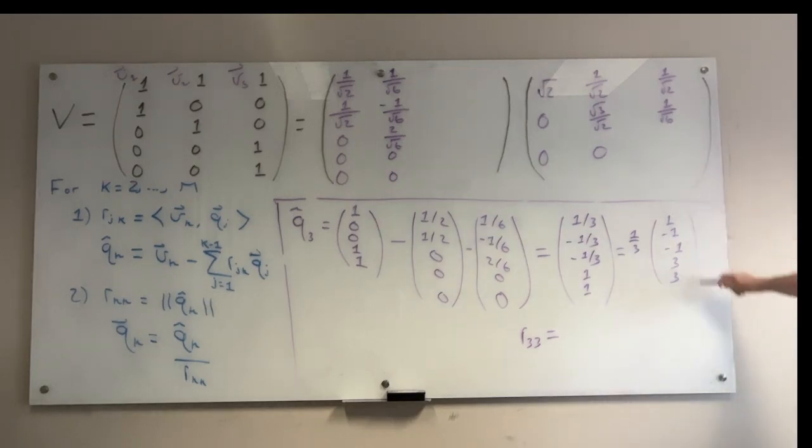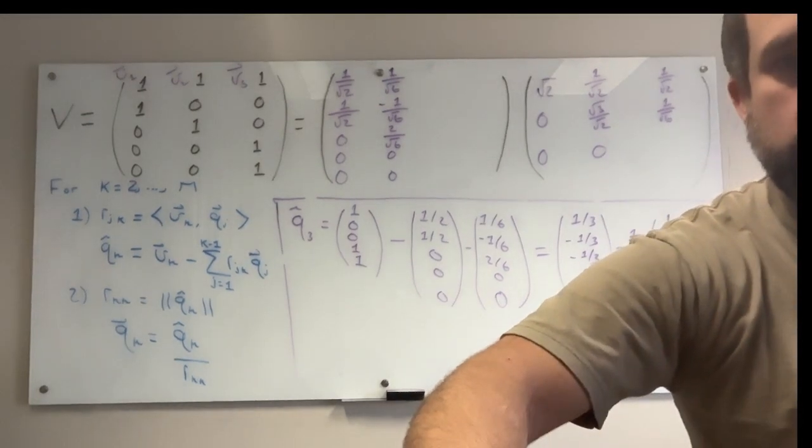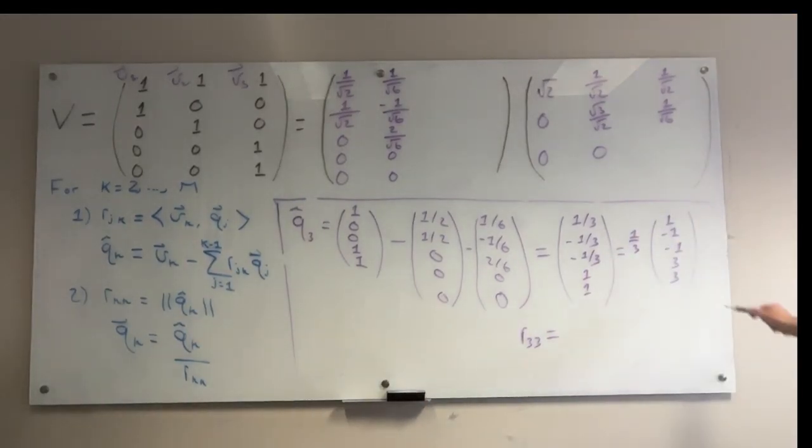Okay, so then what is R33 equal to? Well, it's going to be the magnitude of this vector divided by a third. Hold on, something popped up on my computer here. Let me get rid of it. Okay, so 9 plus 9, that's 18.